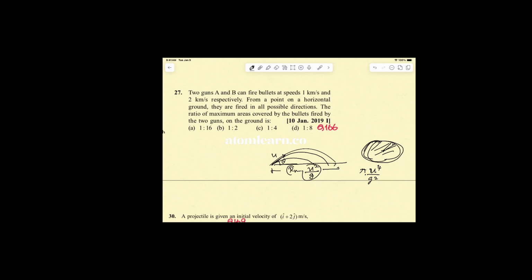Therefore, the answer is like this. Now there are two kinds of guns like this. One has u equal to 1 km per second. The other has u equal to 2 km per second. What is the ratio? The area is proportional to u power 4. Therefore, it is 1 is to 2 power 4, which is equal to 1 is to 16. Therefore, the answer is this. Understood?